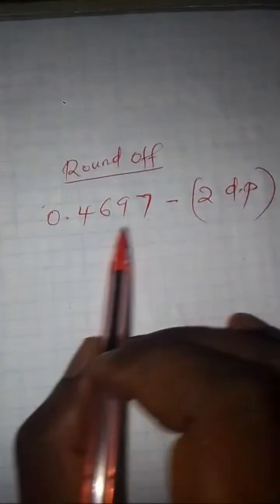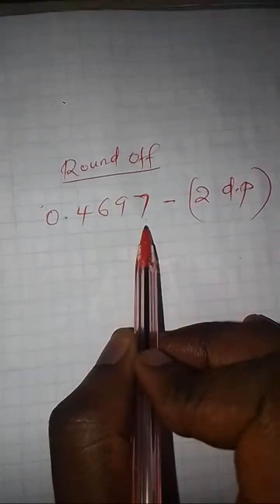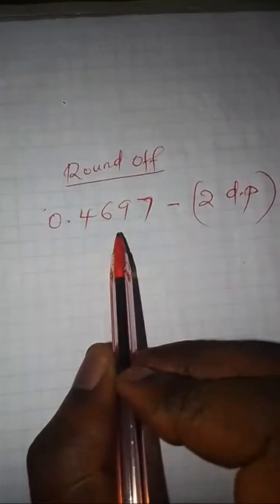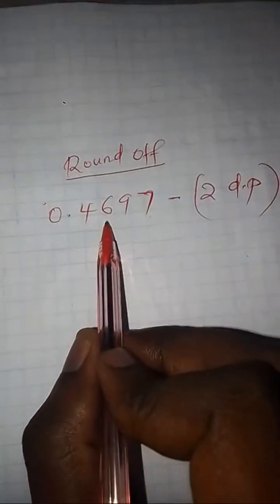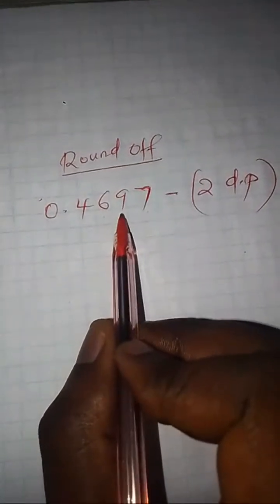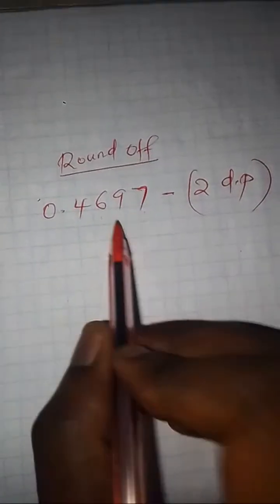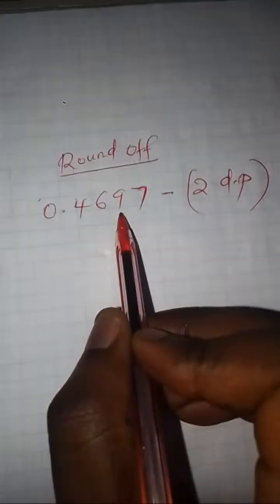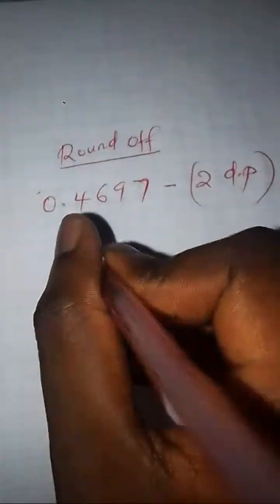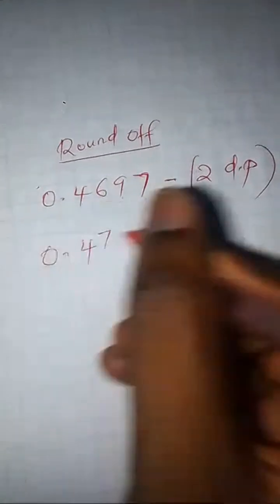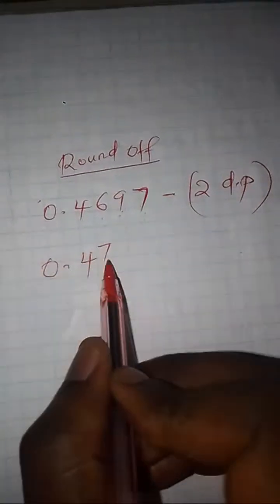So because it has 4 decimal place values, we are going to do what? We are going to keep only 2. So 1, 2. So we go to the last one, that is 3. We check if it is more than 5. It is more than 5. So now 1 shall be added here, so it becomes 7, 4, 0. So our answer shall be 0.47.